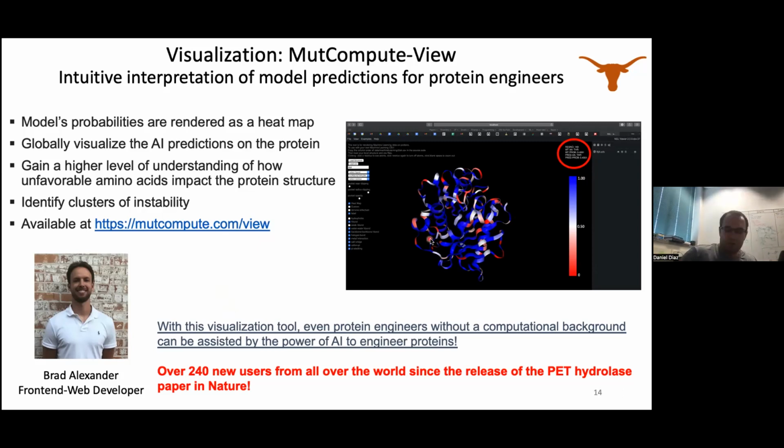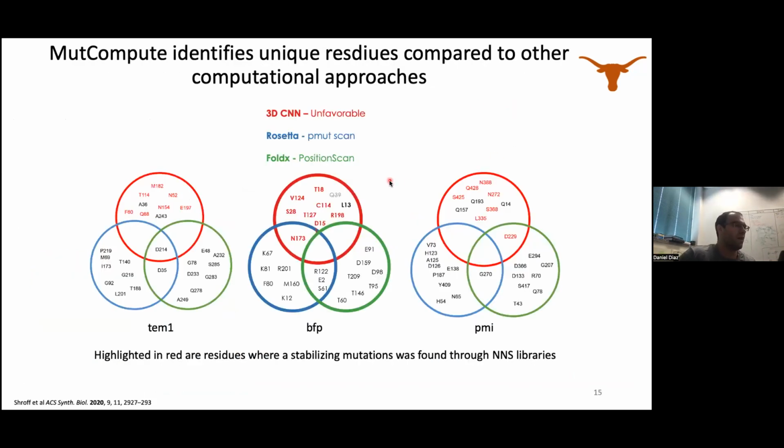Whenever we first made this model, we were working with Ross Thayer, who is now a professor at Rice. He wanted to validate this on 3 different proteins. I'm not going to talk about these 3 proteins in this talk, but you can see all the data in our ACS Synthetic Biology paper.